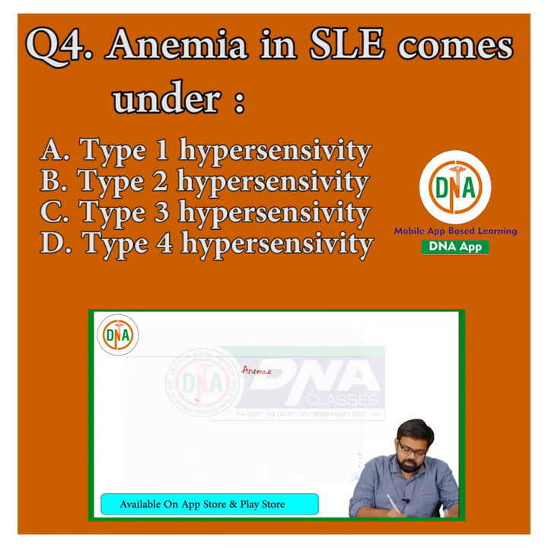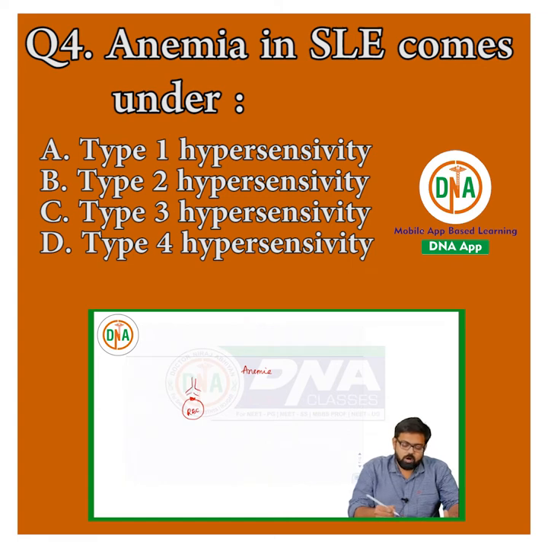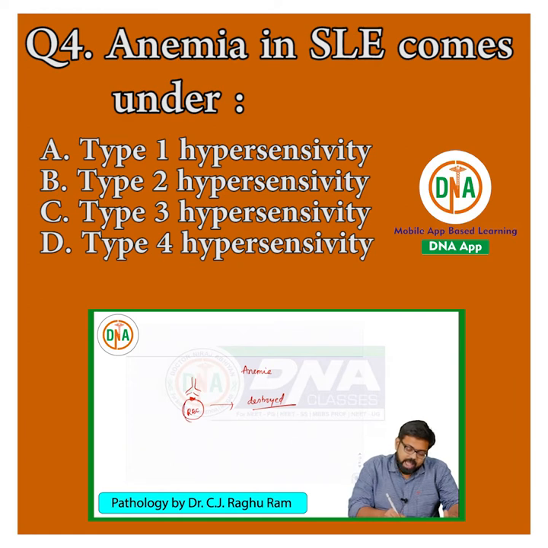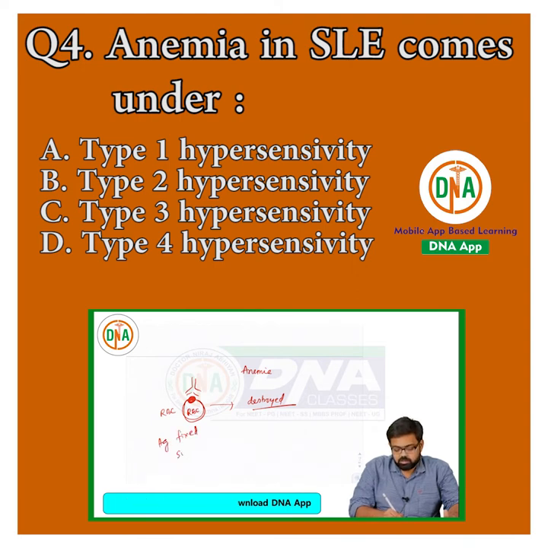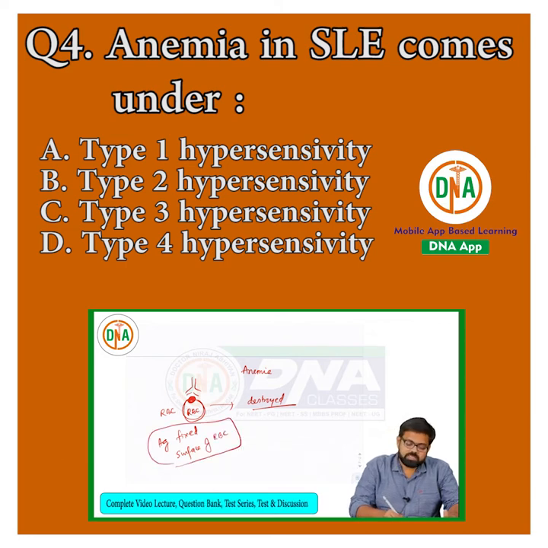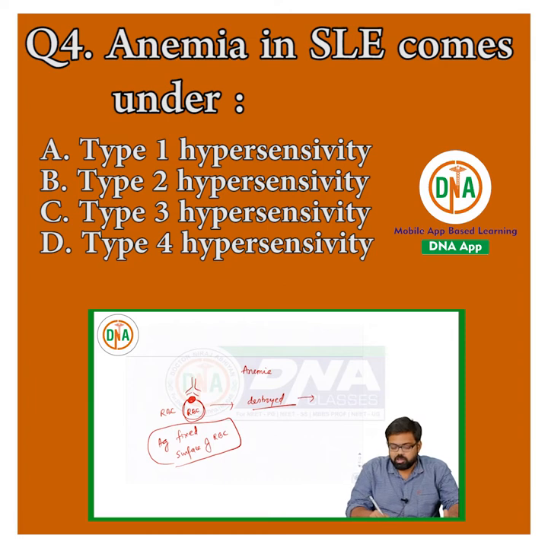In anemia, what happens in SLE is the antigen will be sitting on the surface of the RBC to which the autoantibody binds, and this will be destroyed. Means the antigen is fixed on the surface of the RBC, to which antibody is binding, and this is destroying. So whenever there is antigen which is fixed on a surface, this comes under type 2 hypersensitivity.